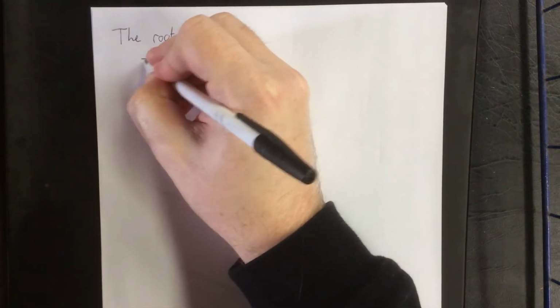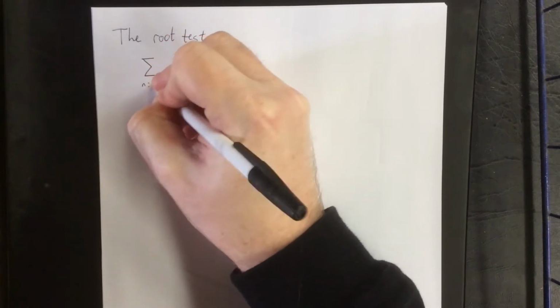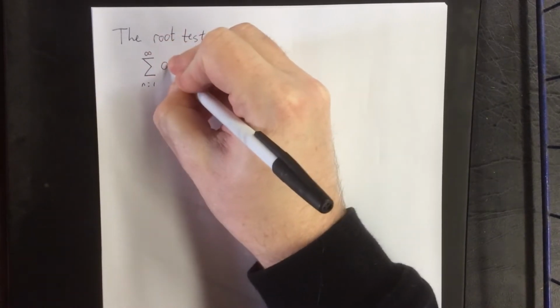In a similar argument to what we used for the ratio test, we can now introduce the root test. The root test is based on the same principles relating to geometric series.